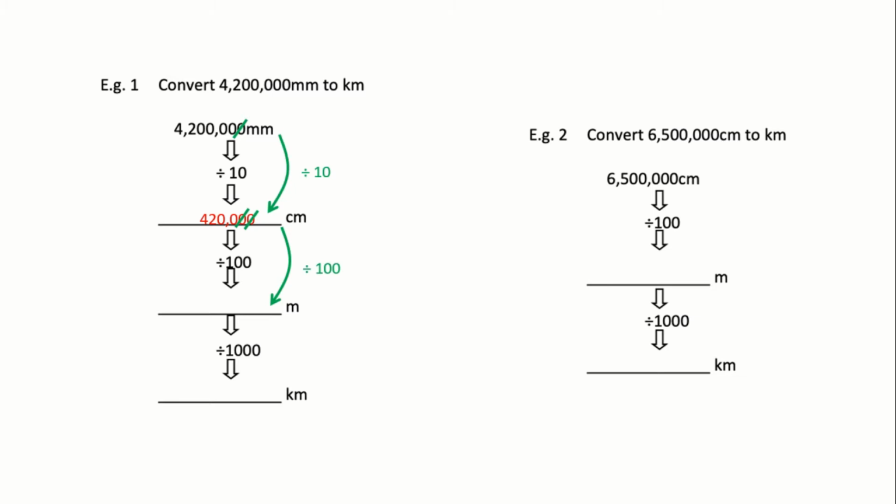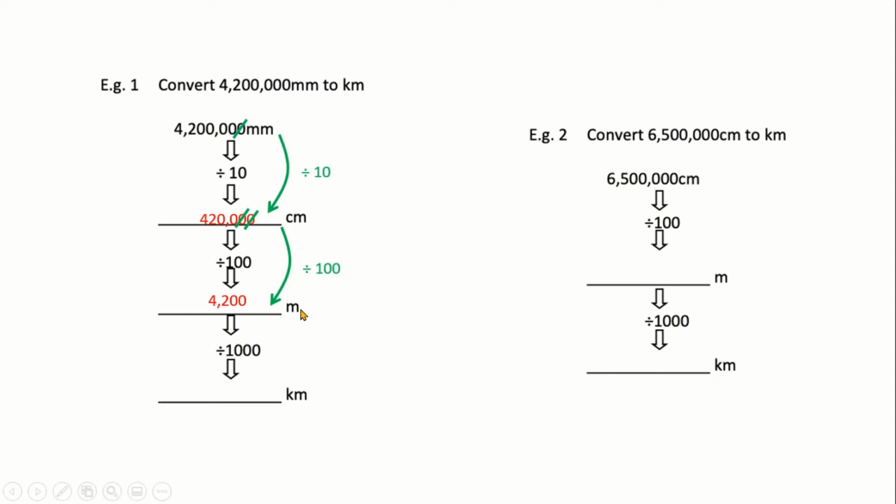Okay, so we had 420,000 centimeters. We converted to meters. We divided by 100. What's our new number? Well, I can see I've got 4200. Let's write that down. How do I read that number? This is getting easier to read now. I take my comma 3 places over to the left, and it's now 4,200.